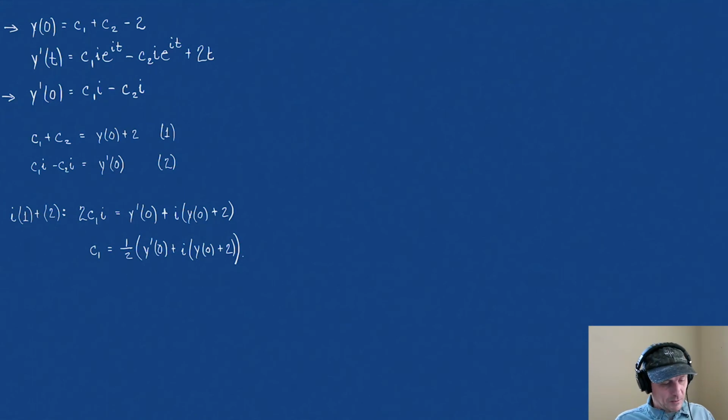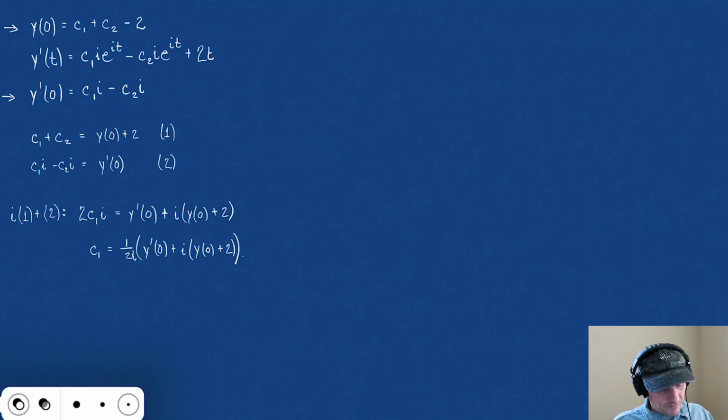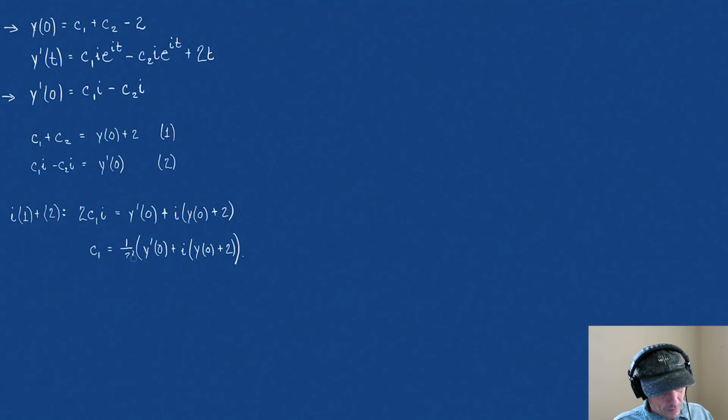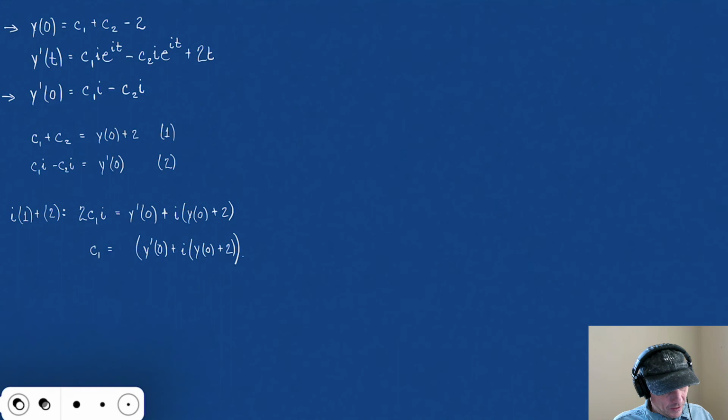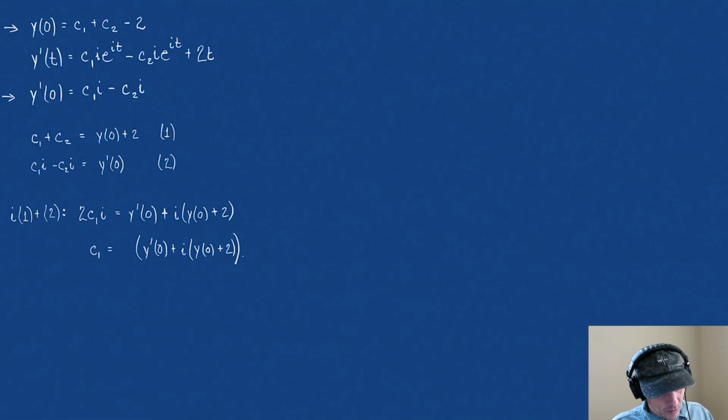Let's see what we can come up with for c2 now. Oh, I forgot to divide. This is not 1 over 2. This is 1 over 2i. There we go. That looks much better. Now, let me just clean that up really nicely. So that coefficient there is not 1/2. In fact, it's 1 over 2 times i.